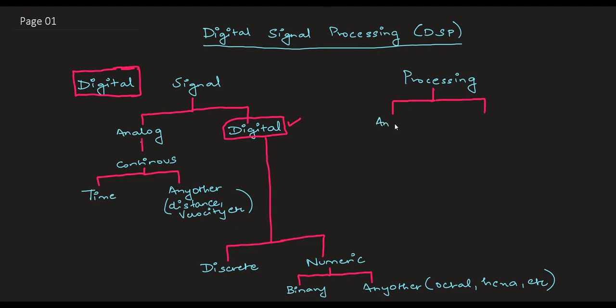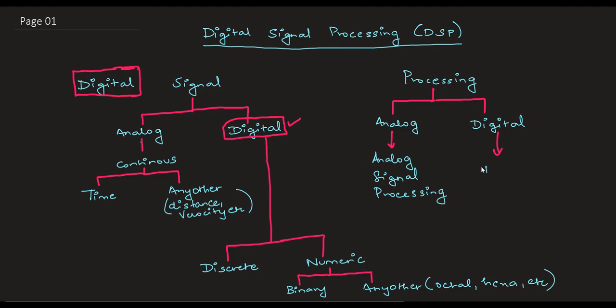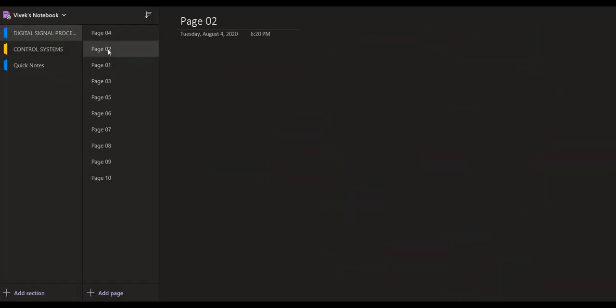And now processing also can work with analog and digital. When you do processing on an analog signal, you have what we call analog signal processing. And when you have a digital signal, then you do digital signal processing. So what do you mean by processing? Processing is just working with a signal. I stretch my signal, I shrink my signal, I cut my signal. All these are processing. Just like what you do with your image, you change the size, you cut, you rotate, all those are processing algorithms which will be applied to your signals.